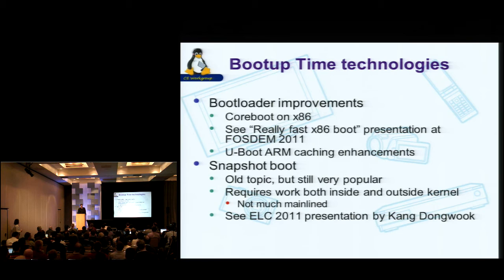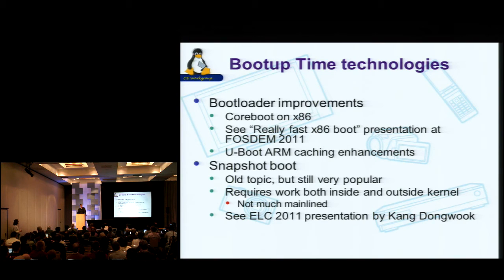But on specific boot time technologies, there are bootloader improvements that we've seen in the last year. Coreboot on x86 is supposed to be a lot faster. There was a presentation at FOSDEM last year, really fast x86 boot. Over the last year we also saw some U-Boot ARM caching enhancements. It's a little shocking that U-Boot did not have the caches turned on when it was loading your kernel. It seems like it should. So that was something that was done this year.